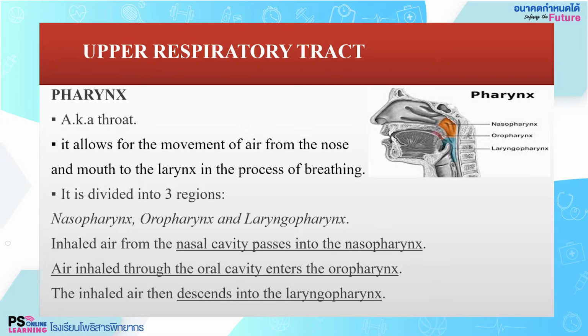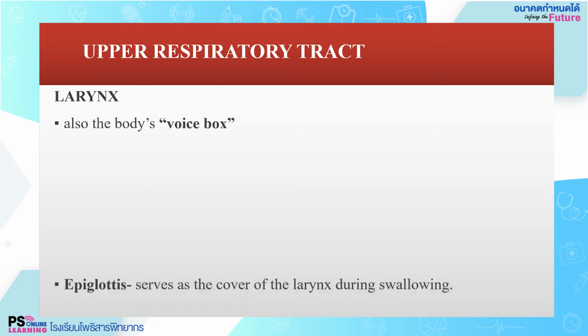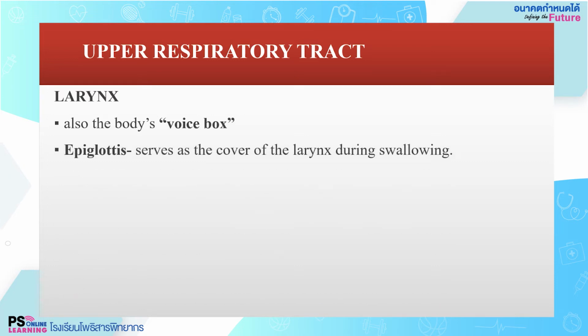Next is the larynx. The larynx is located at the anterior portion of the neck. It is also the body's voice box as it contains the vocal folds that produce the sounds of speech and singing. There are several cartilage structures that make up the larynx. First is the epiglottis that serves as the cover of the larynx during swallowing. And inferior to the epiglottis is the thyroid cartilage, also referred to as the Adam's apple, and it protects the vocal folds.